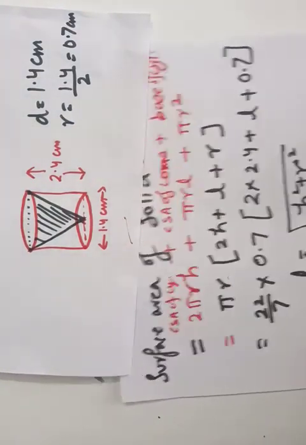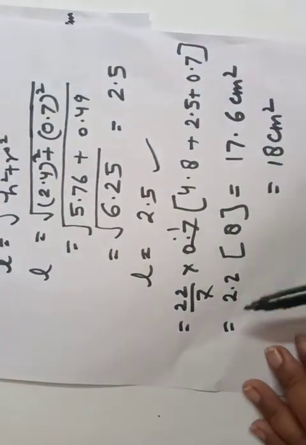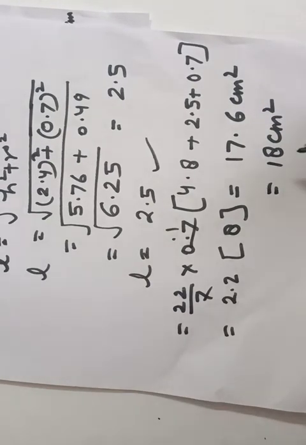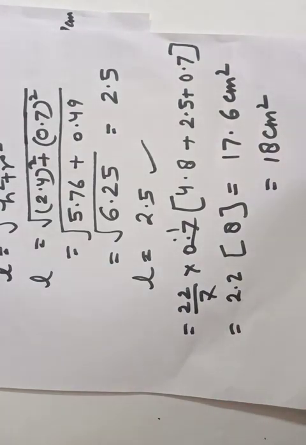Simply we put all the values in this, and we got 17.6 centimeter square. But according to the question we need to find the nearest centimeter square, which means we need to round off, that is 18 centimeter square. I hope this is clear to you. Thank you, students.